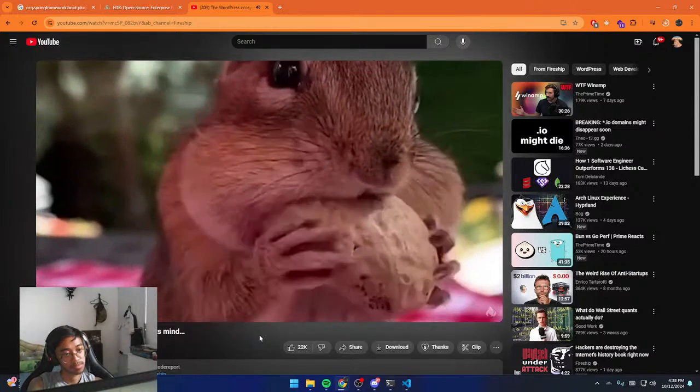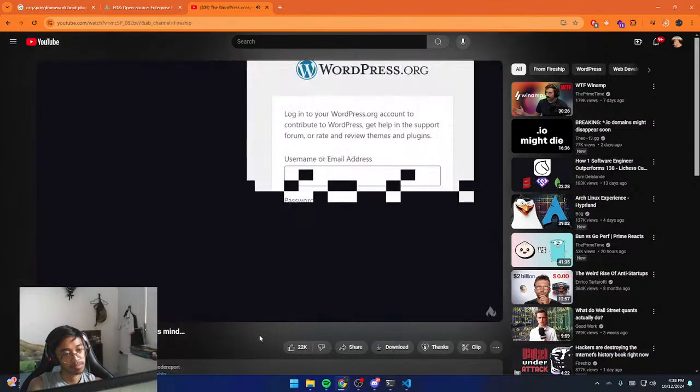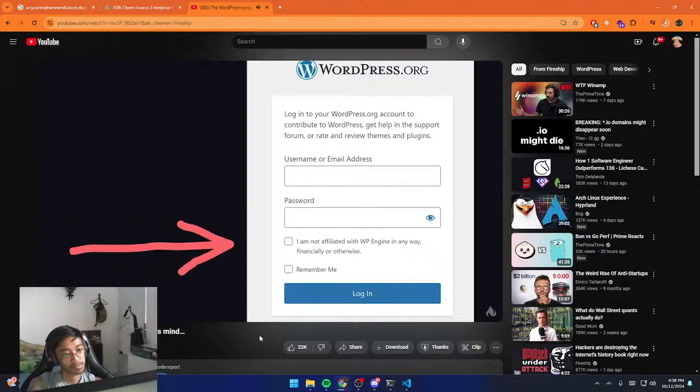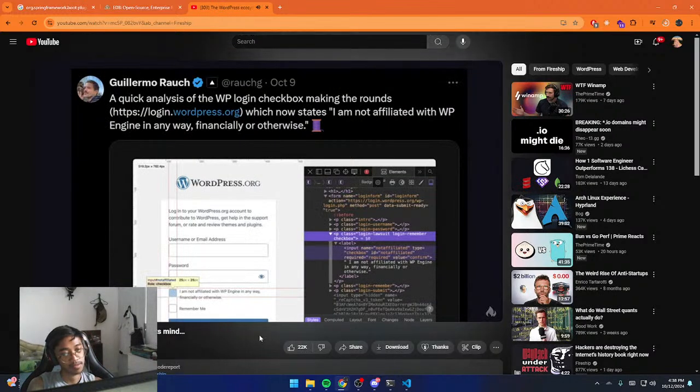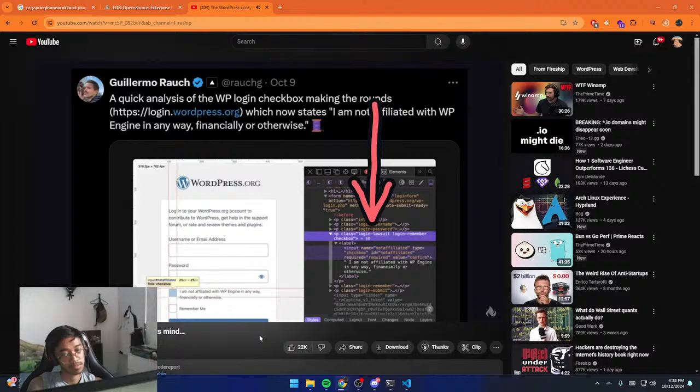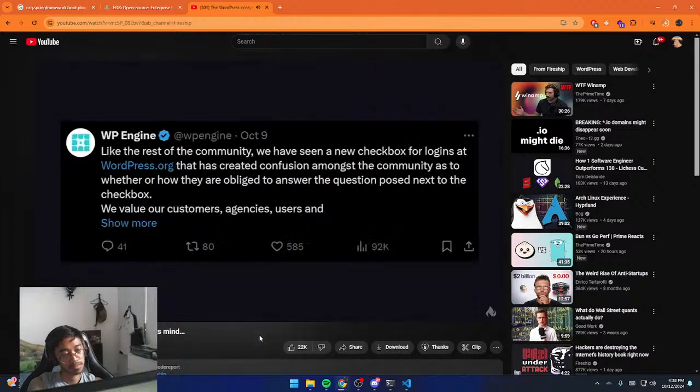But then things got even more nutty when the WordPress.org login added this new checkbox that said, I am not affiliated with WP Engine in any way, financially or otherwise. You'll want to talk to your lawyer before you check that because it has a CSS class of login lawsuit, and you can't even log into WordPress without checking it. That forced WP Engine to come out and clarify that their customers and users are not affiliates.